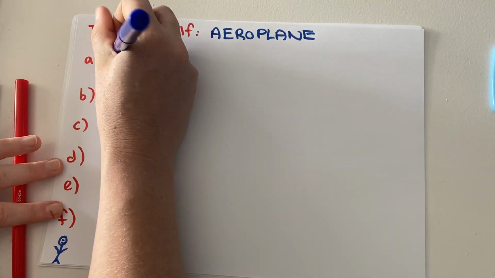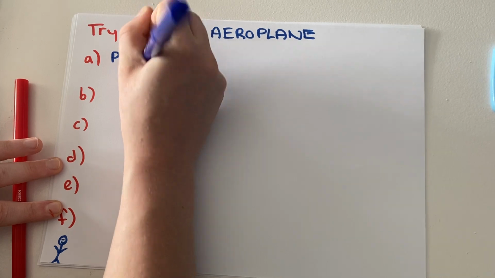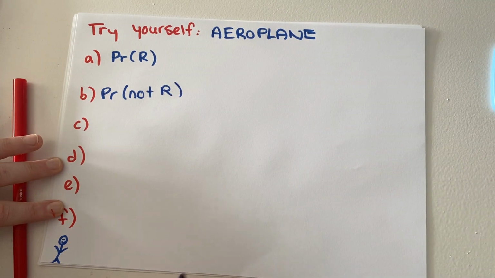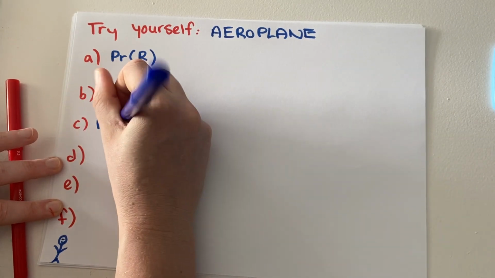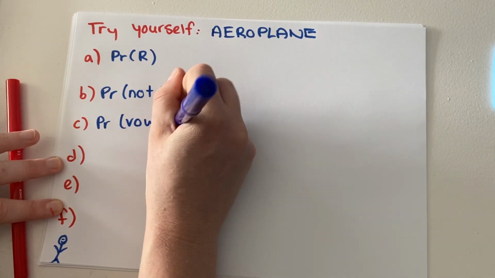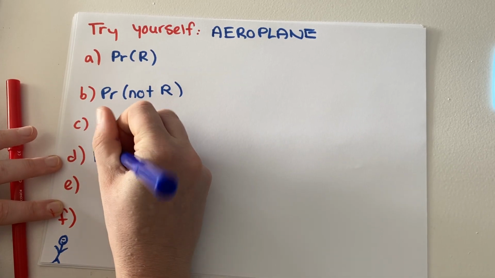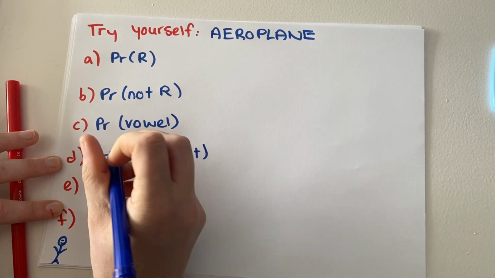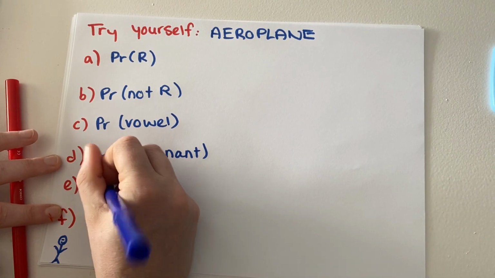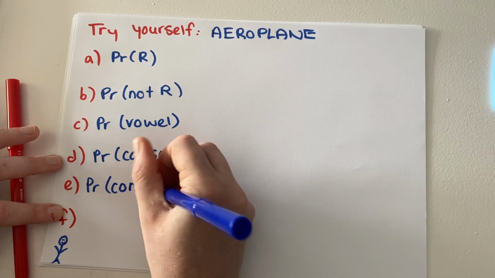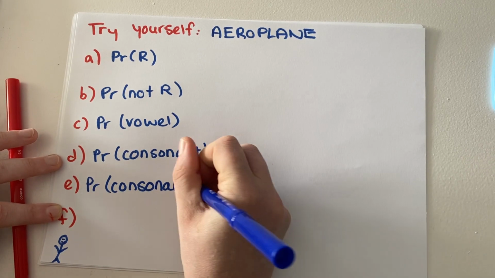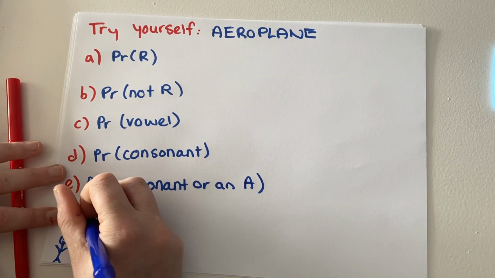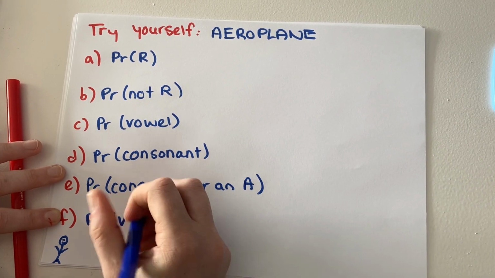Okay, so we're going to find the probability of R happening, probability of not R, because they like to be predictable, probability of a vowel, probability of a consonant, probability of a consonant or an A. And then the last one, probability of a vowel or consonant.